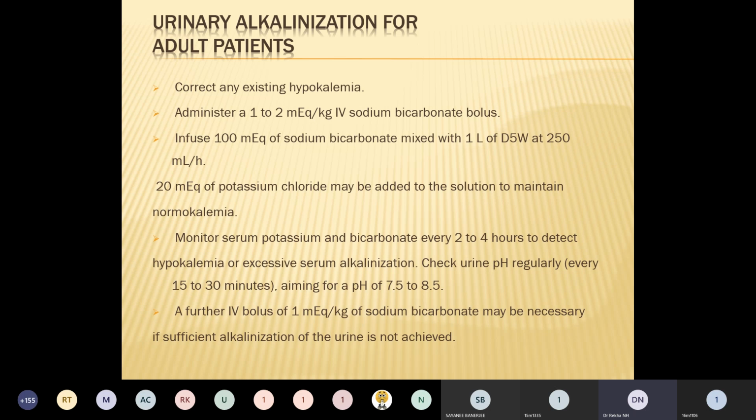We have to aim for a urinary pH of 7.5 to 8.5 whenever we are planning forced alkaline diuresis. This method, also called forced alkaline diuresis or urinary alkalization, is done predominantly for patients who have consumed barbiturates, that is, phenobarbital overdose. If the pH has not yet come to 7.5 to 8.5, we can repeat the cycle again. We can add 100 milliequivalents of sodium bicarbonate to the dextrose and give it as an infusion.